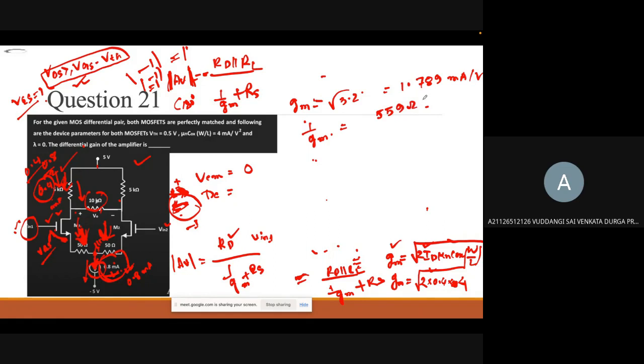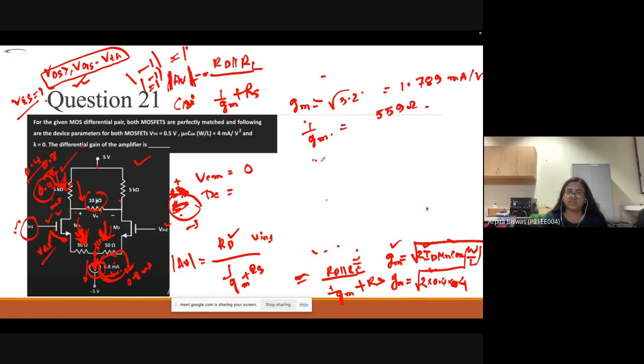559.56 ohm, ma'am. Can we write like this? 0.5 kilo ohm, so 1 by... Yes, ma'am. This is in kilo ohm, and this is in ohm. So just put the value here.